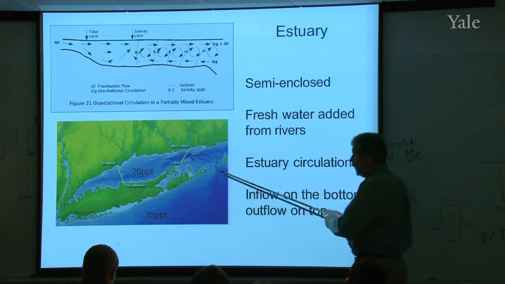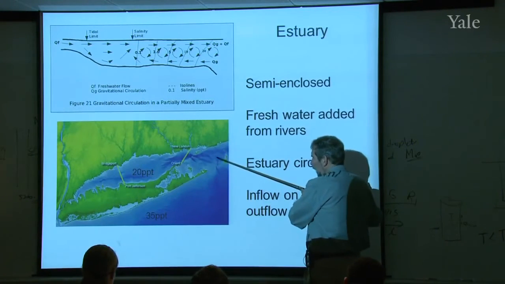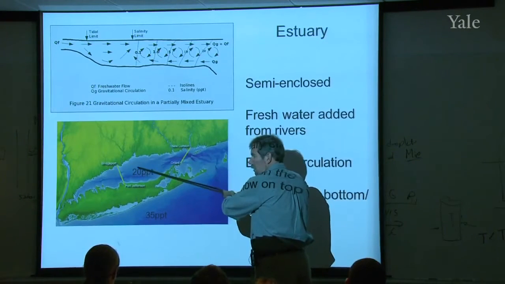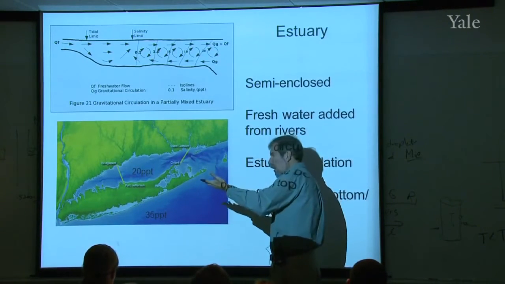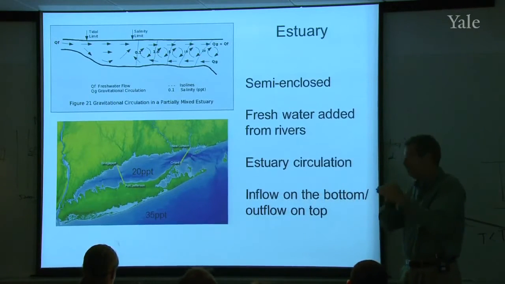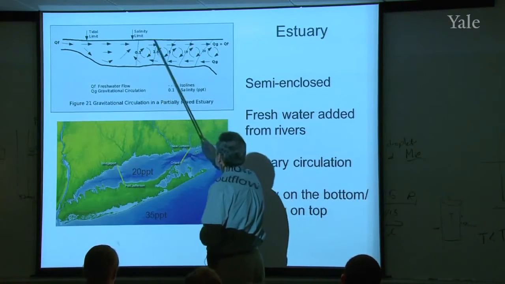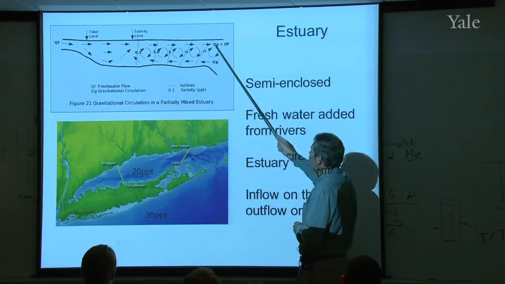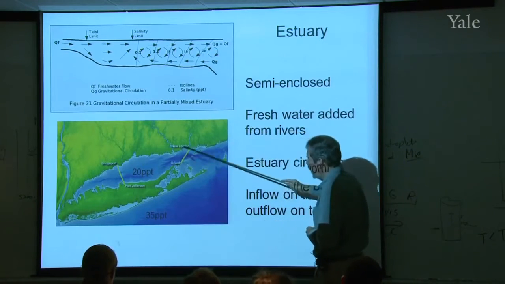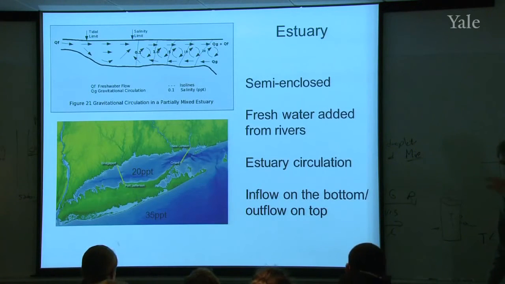So what happens is that the denser, fully salt ocean water slides in along the bottom, has fresh water added to it, making it less dense, so it rises, and then it floats out on the top. So right through here, there's going to be a two-layer circulation. It's illustrated up here with the fresh water being added, and that slightly reduced salinity water flowing out on the top, and the full ocean water flowing in on the bottom. So you get a two-layer circulation right at the entrance region to an estuary, driven by this salinity difference.